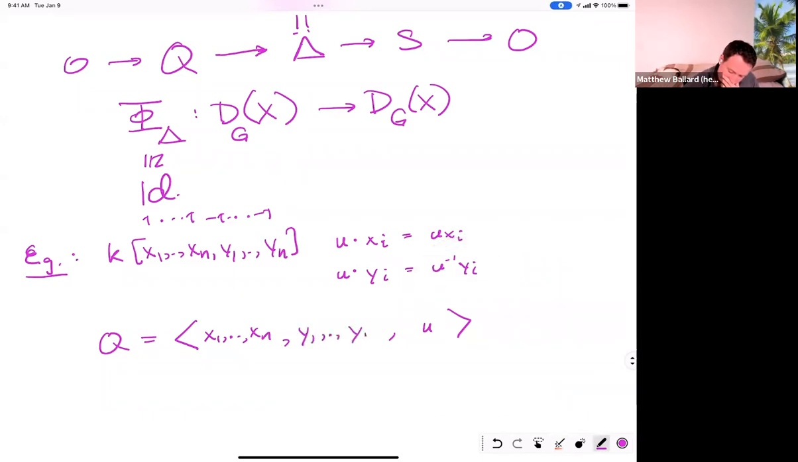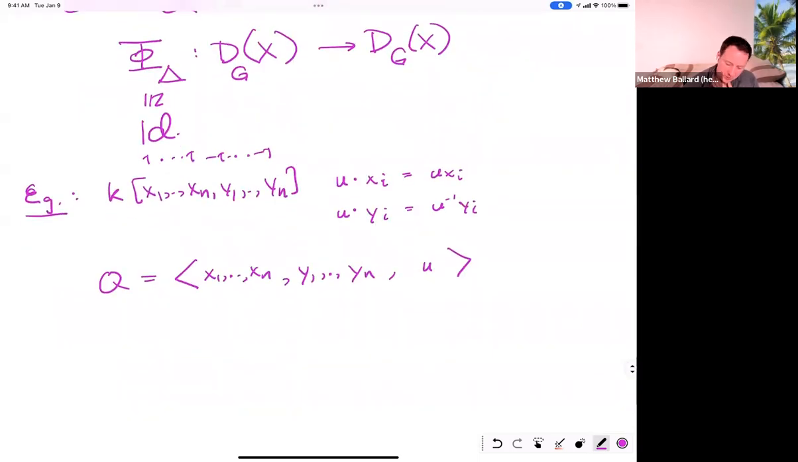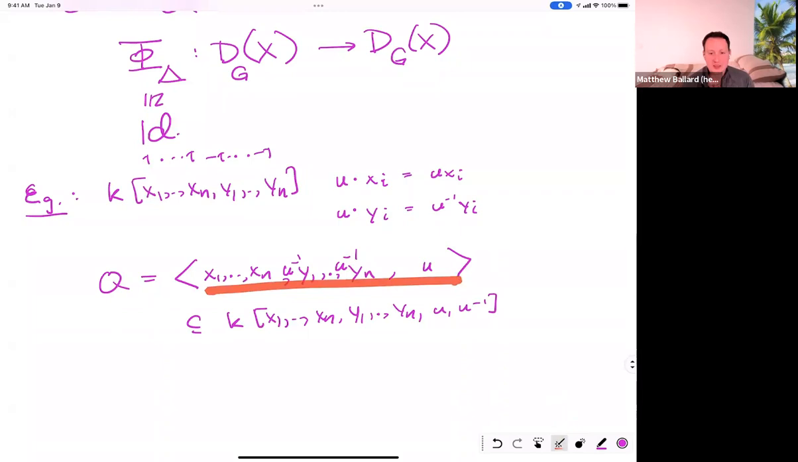So it's going to be the subalgebra of k[x_1 through x_n, u inverse], oops, I should have written that as u inverse y_i, generated by these particular elements. Yeah, we need the y's too. They don't go away. So it's going to be the subalgebra generated by these particular elements.